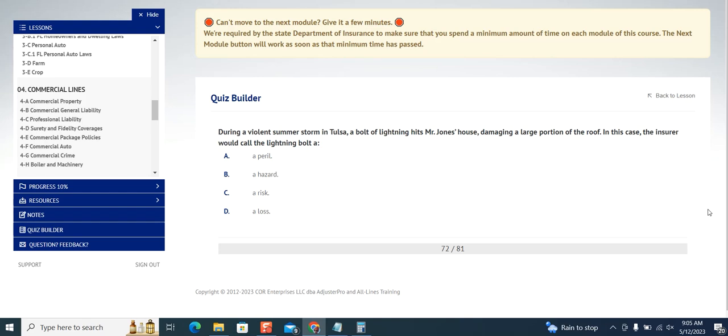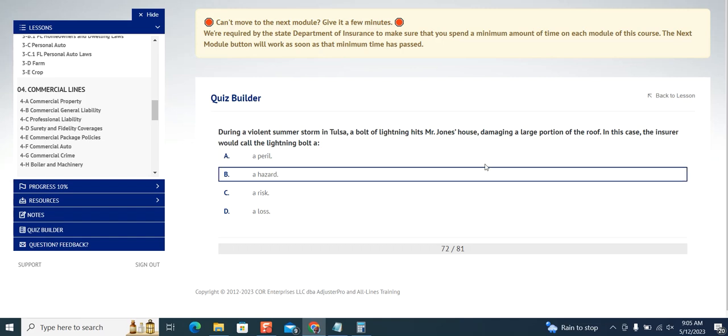During a violent summer storm in Tulsa, a bolt of lightning hits Mr. Jones' house, damaging a large portion of the roof. In this case, the insurer would call the lightning bolt a peril.